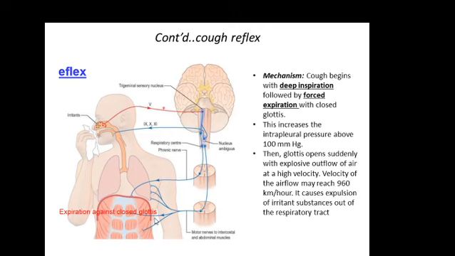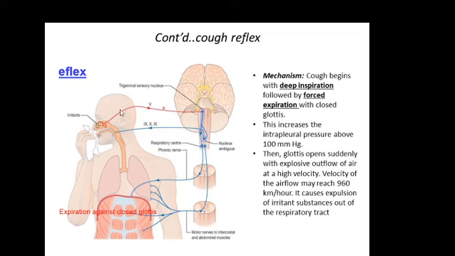The whole purpose is to increase the pressure in the lungs. That's why we are saying against the closed glottis. The pressure increases within the lungs, but it's not being expelled. The moment the glottis opens up, air is forced out with a high velocity of about 960 kilometers per hour. And this can cause expulsion of irritant substances out of the respiratory tract.